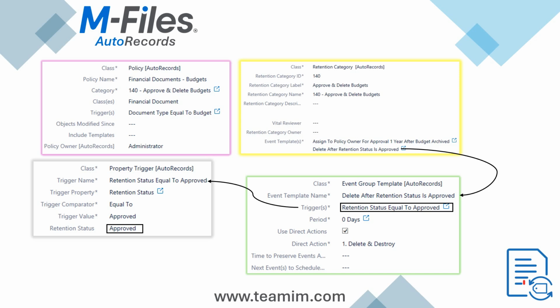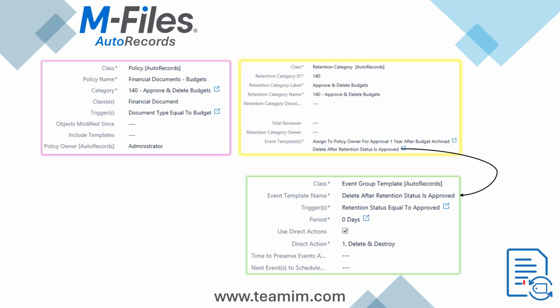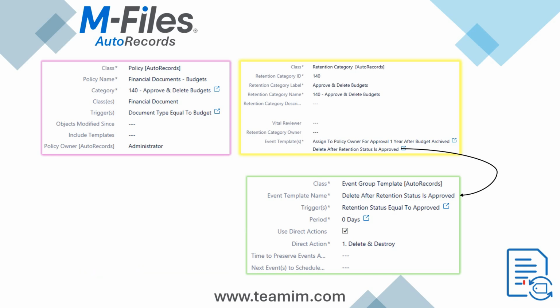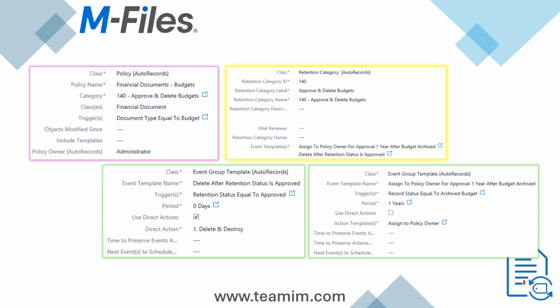With our triggering criteria in place, we set the period we want to wait before we perform the action. In this case, we want the action to be executed with no delay, so we'll set the time period to days and the duration to 0. Finally, we will use a direct action to delete and destroy the budget document. With that, we set up the 3 primary objects necessary for AutoRecords to perform the retention.